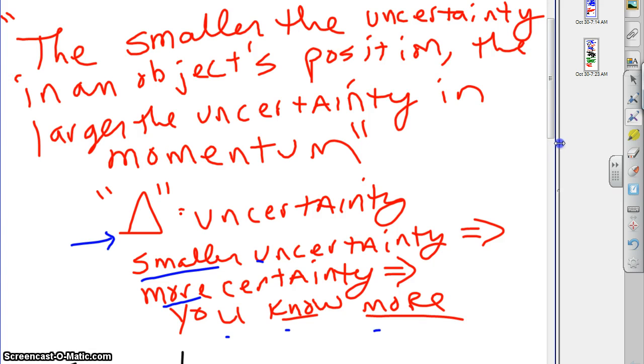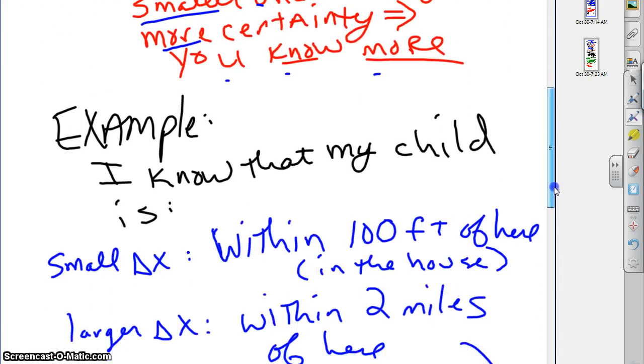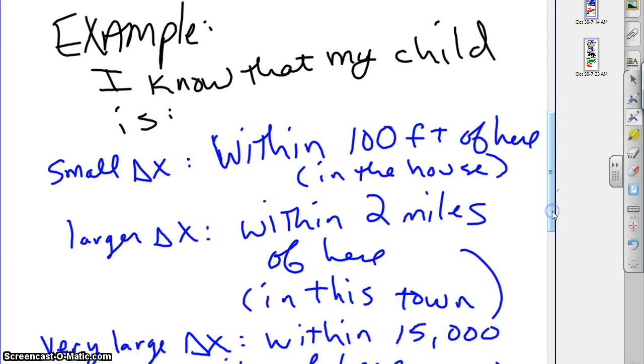So the example that I can give here is of a child. I have a child. I want to know where my child is, and I could say several different statements. I could say, I know that my child is within 100 feet of here. That would be a relatively small delta x. I could make it even smaller if I wanted. I could say that my child is within 5 feet of here, because I'm not saying where they are. I just know that there is a circle with a radius of 5 feet or 100 feet and they're somewhere inside there, or maybe I know they're in the next room. So that would be a fairly small uncertainty in position.